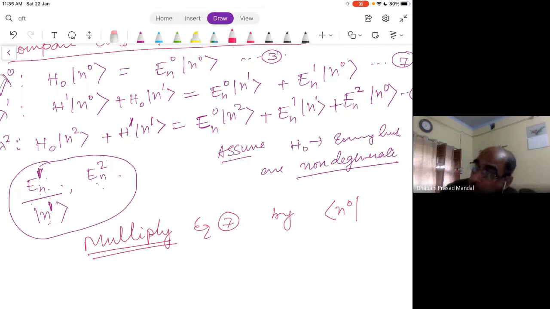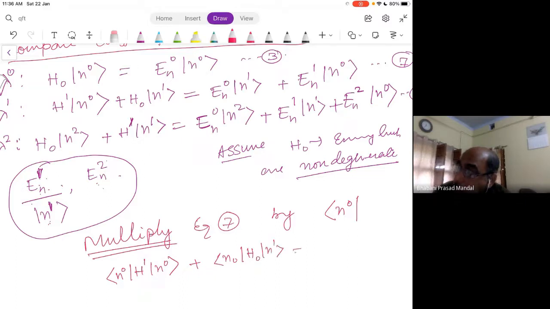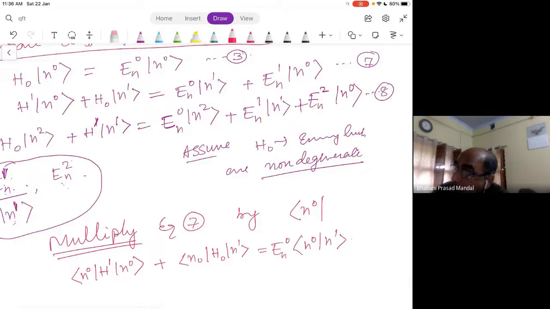So the first line will be n0 H prime n0. The second term will be n0 H0 n1, and the right hand side, this is a constant, so E n0 n0 n1 plus E n1 n0 n0. How do you know which multiplication to take?